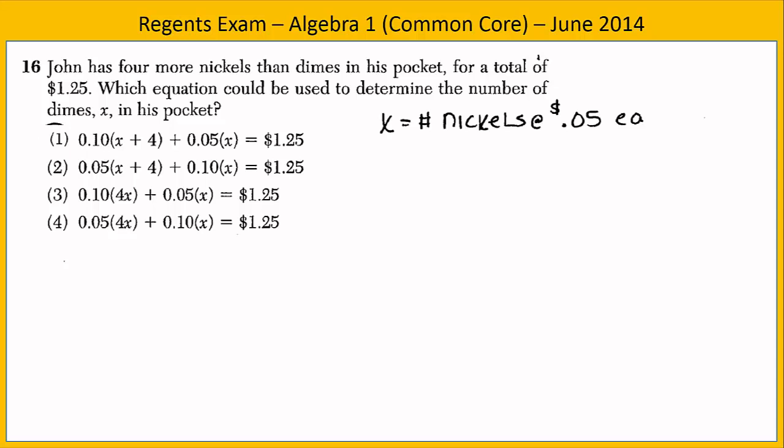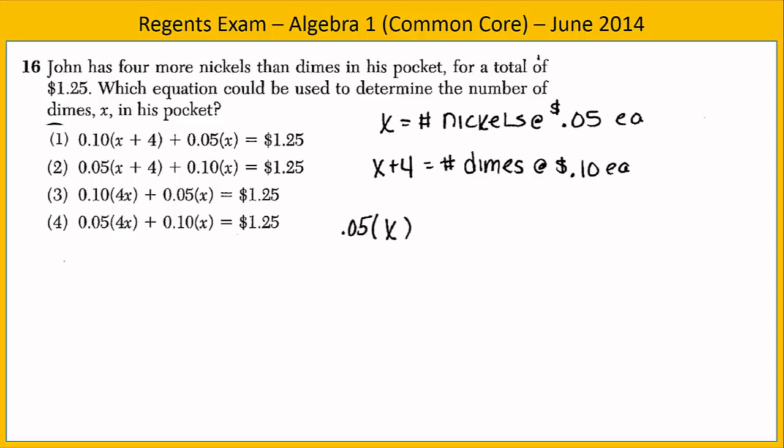Let's call x the number of dimes. Nickels are worth 5 cents each. He has 4 more nickels than dimes, so he has x plus 4 nickels, the number of dimes, plus 4. Dimes are worth 10 cents each. Now let's relate this to the total value of money that he has, $1.25.